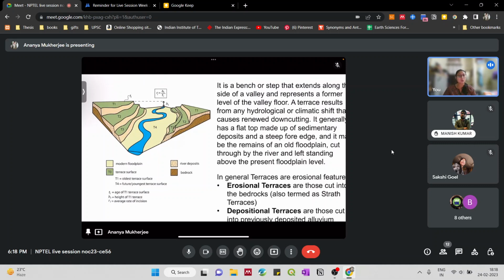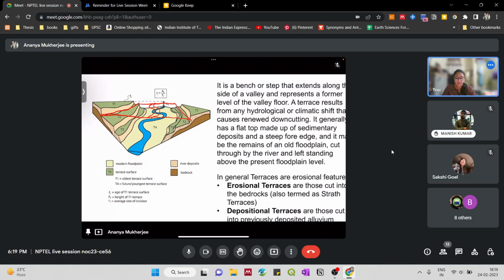So T1 is the oldest surface. Originally this was the level over here, and the river was flowing over here like this. But later on, due to upliftment or any other tectonic change, or maybe the amount of water flowing through that channel has reduced, any hydrological or climatic shift is going to facilitate the development of new terraces. Then at time 2 you're going to see another terrace.